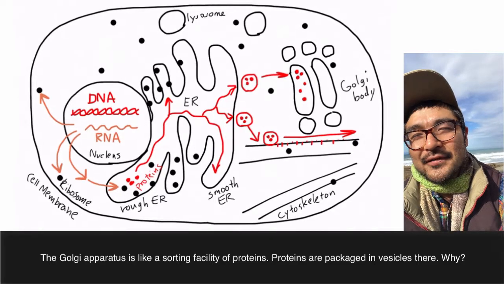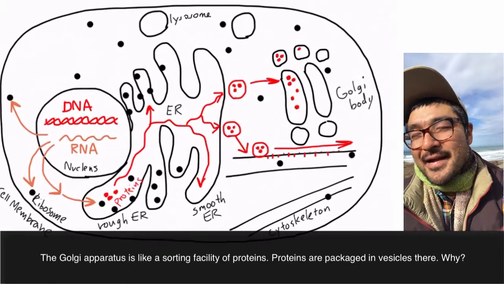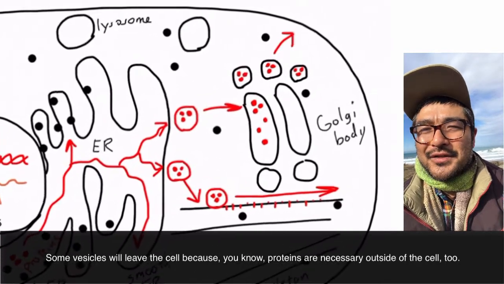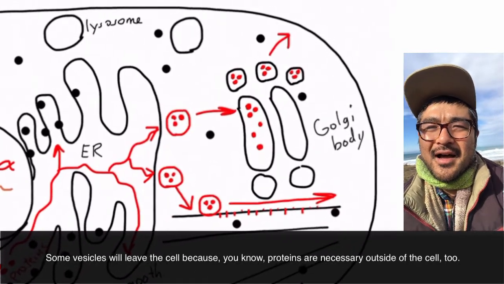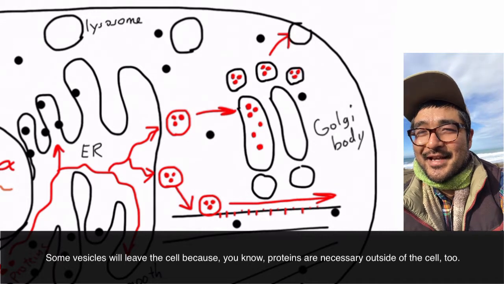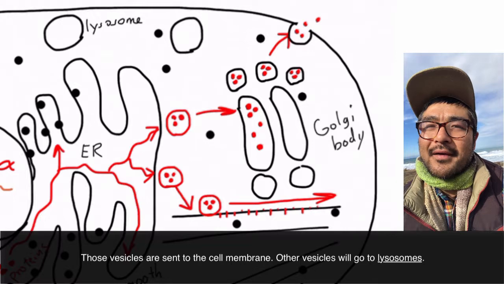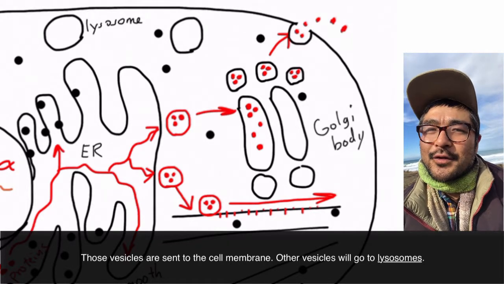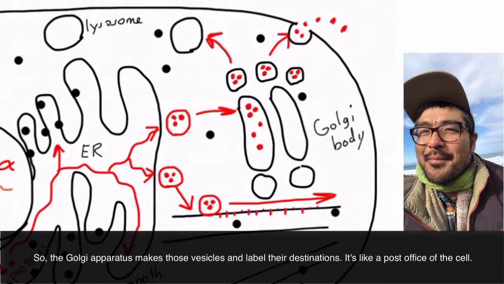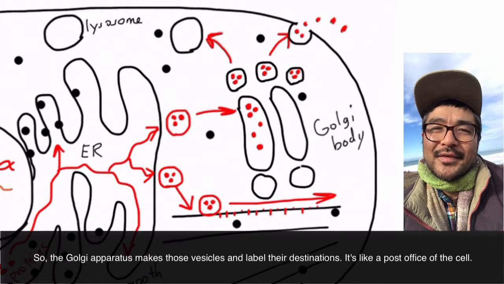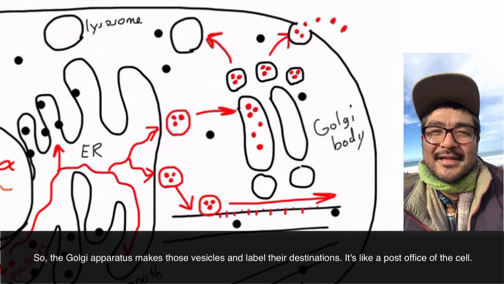Proteins are packaged in vesicles there. Why? Well, some vesicles will leave the cell because proteins are necessary outside of the cell too. Those vesicles are sent to the cell membrane. Other vesicles will go to lysosomes. So the Golgi apparatus makes those vesicles and label their destinations. It's like a post office of the cell.